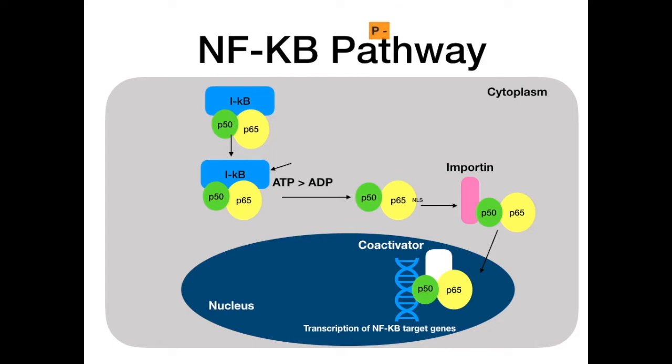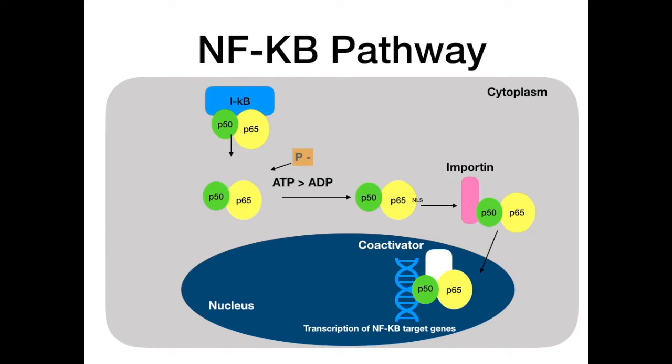When NF-kappa B needs to be activated, the I-kappa B is going to be phosphorylated. So we have a phosphate coming in here. That's going to add a negative charge, and it's going to cause the I-kappa B to be rapidly degraded. That phosphate is going to add a negative charge, which is going to change the shape and cause the I-kappa B to be ubiquitinated or degraded. So that I-kappa B is going to leave, just like it is here, because of that phosphorylation.